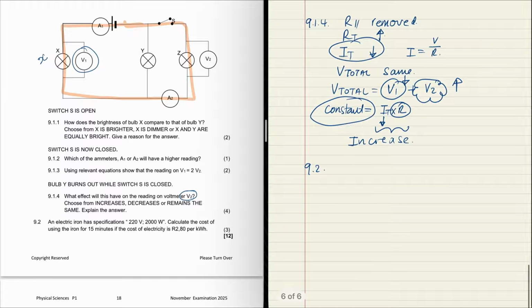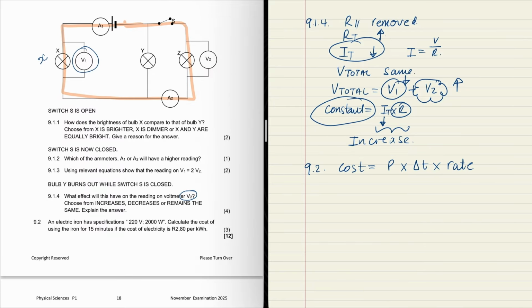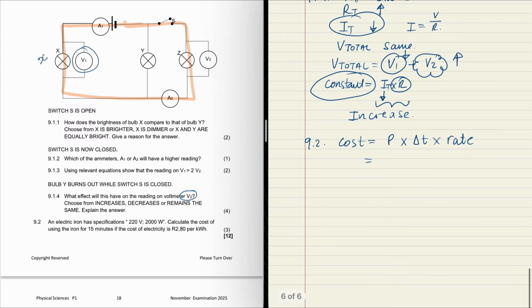So the cost is going to equal the power usage multiplied by the time multiplied by the rate, so how much they are charging. Now the power was given as 2000 watts, which needs to be converted to kilowatts. So 2000 divided by 1000, multiplied by the time, which needs to be in hours. So 15 minutes converted to hours is 15 over 60, multiplied by the rate, which is 2 Rand 80.